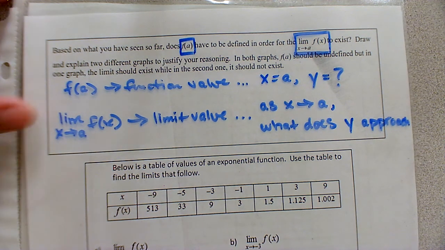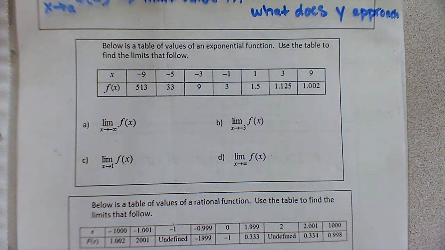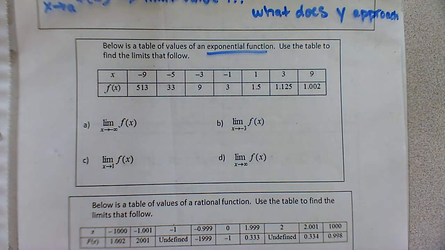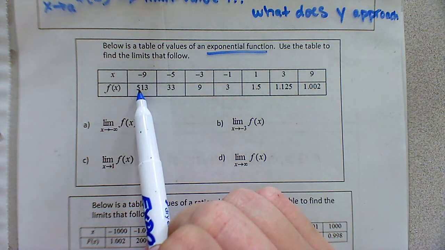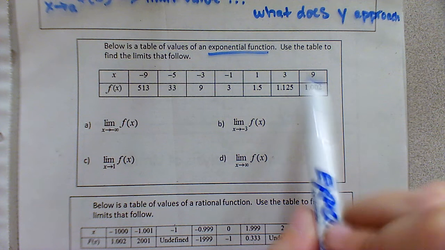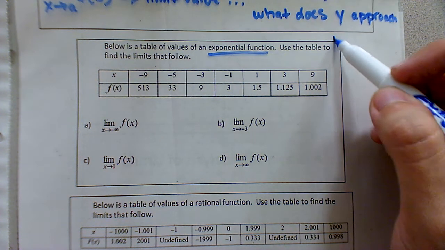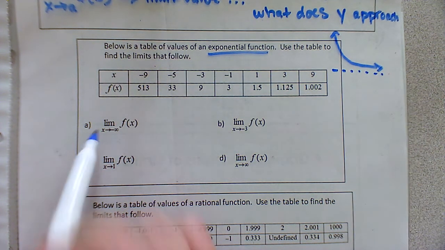So we're going to take a look at some tables of values in these next two examples, and then we'll go ahead and look at some graphs to help us distinguish the difference between a function value and a limit value. So this table of values is representing an exponential function. Based off the table, we could probably draw what the graph would look like. Notice how negative values have high outputs, whereas some positive values have low outputs, kind of close to 1. So our exponential function might look something like this. So let's take a look at some limits.